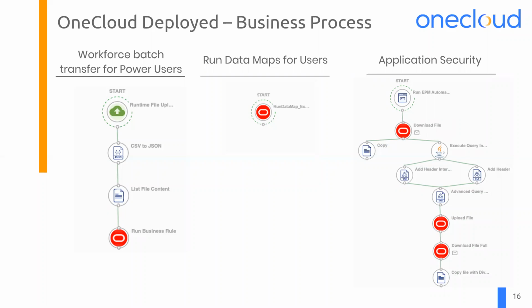And then run data maps. This is another feature. And also the application security. I know we can do EPM Automate scripting, but again, you need to get into the server. As a business user, people would prefer going to a tool like this to go and see what's happening. So the biggest advantage here is that you have everything under one roof, and you can keep them organized the way that you want in the OneCloud environment.